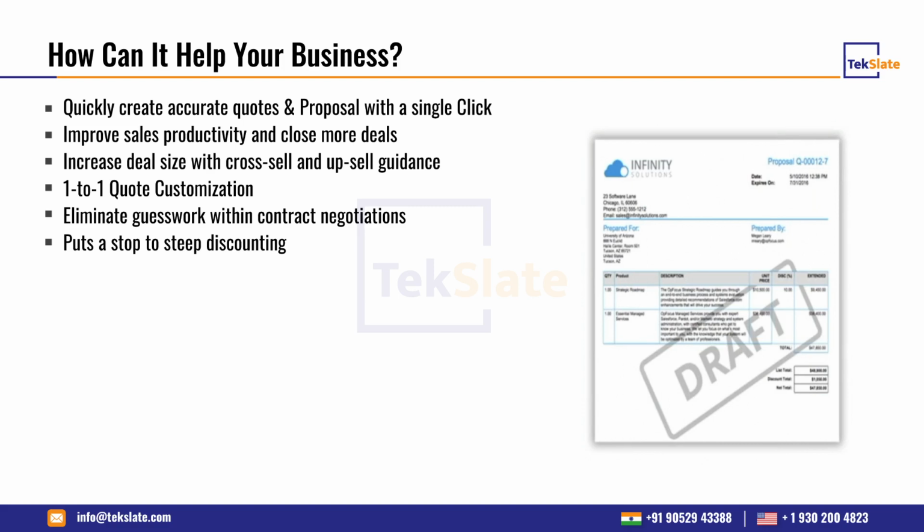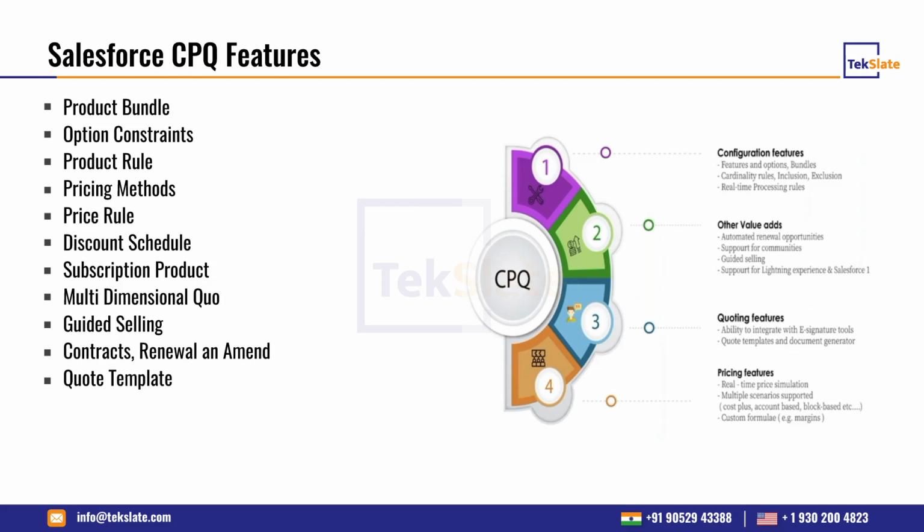Also, it increases my deal size because I can do cross-sell and upsell guidance, and one-to-one quote customization. I can make some kind of customization at the quote level, eliminating the guesswork. Also, I can put a stop to keeping this quote. This is the Salesforce CPQ feature we are going to see here. So these are the high-level features.